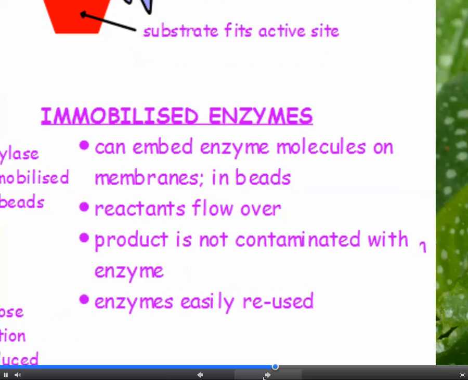Now, enzymes can be immobilized, which means they can be fixed in place. We can embed enzyme molecules on membranes or in beads, and then the reactants are made to flow over the enzyme molecules, so the enzymes are not mixed in with the reactants. And this means that the product is not contaminated with the enzyme because it hasn't been mixed in with it, and it allows the enzymes to easily be reused because they don't have to be separated again.